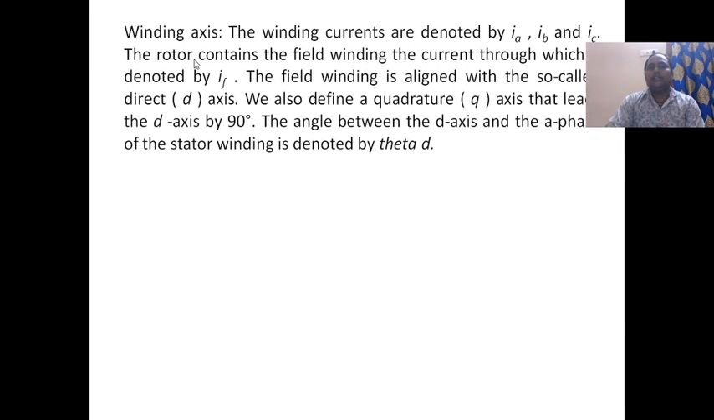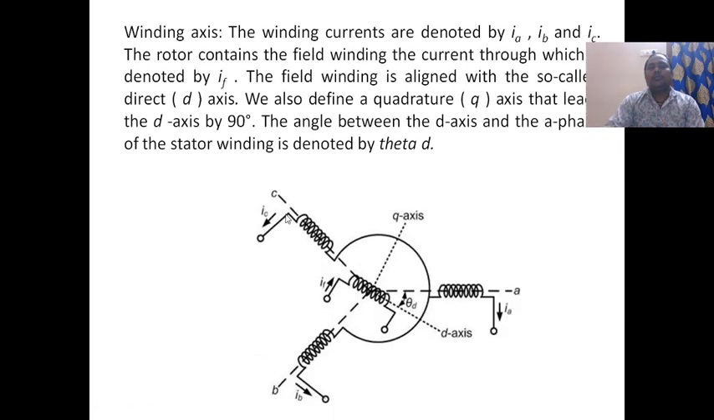So this is the winding axis. The currents flowing are IA, IB and IC: in phase A the current is IA, in phase B it is IB, and in phase C it is IC. Please observe the direct axis. The direct axis is in line with the winding. In between two phases, that is the quadrature axis.